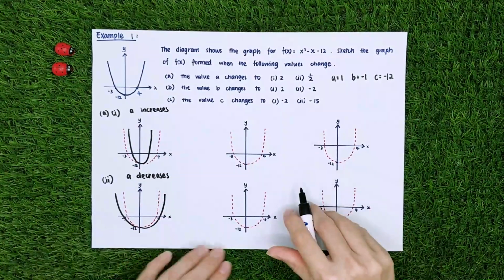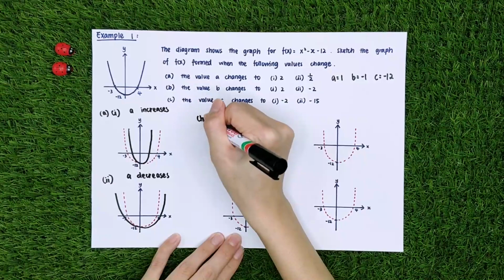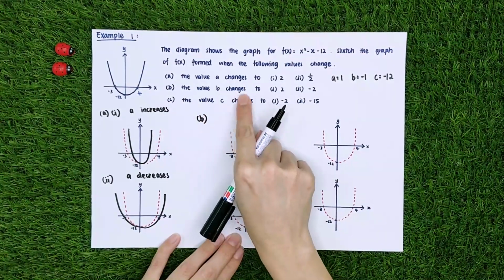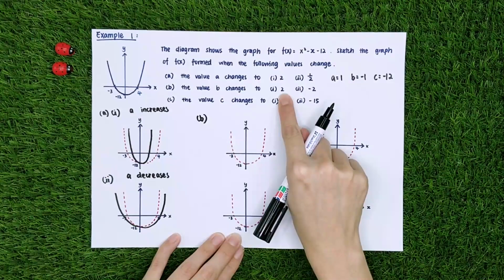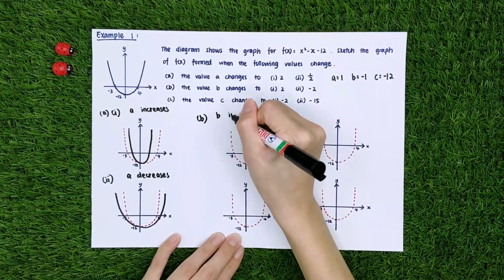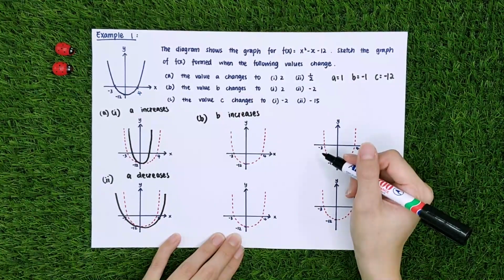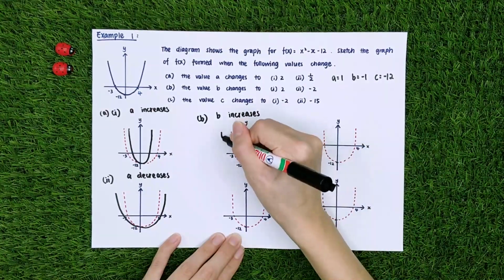So we go to part b. The value of b changes to 2. That means from -1 to 2, b increases. When b increases, the whole graph will move to the left-hand side.